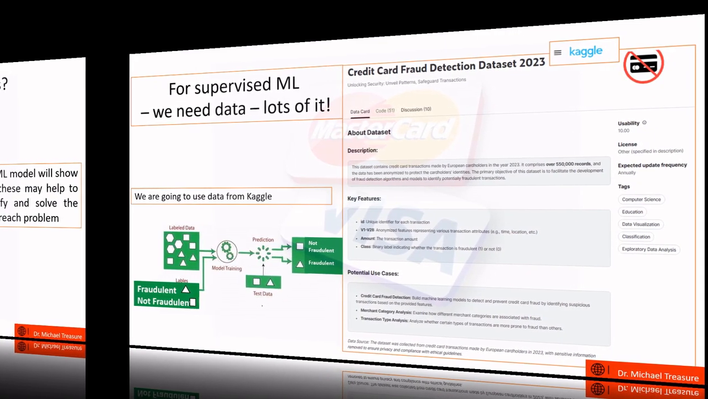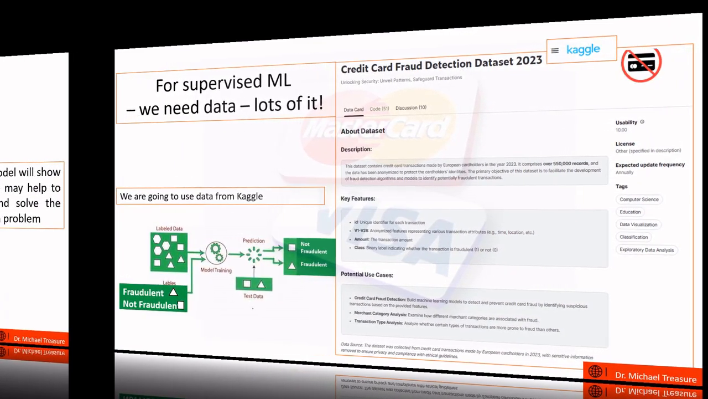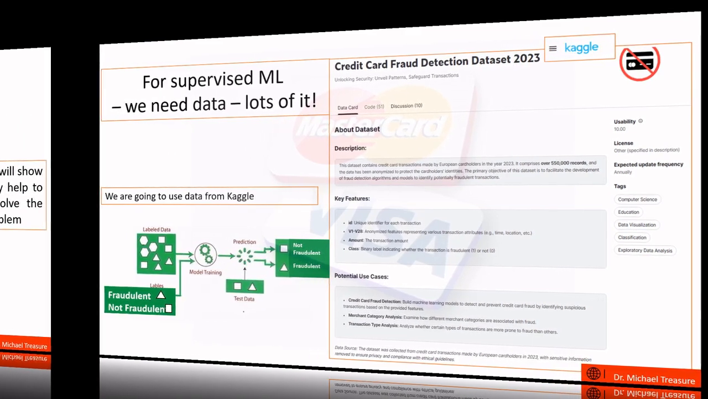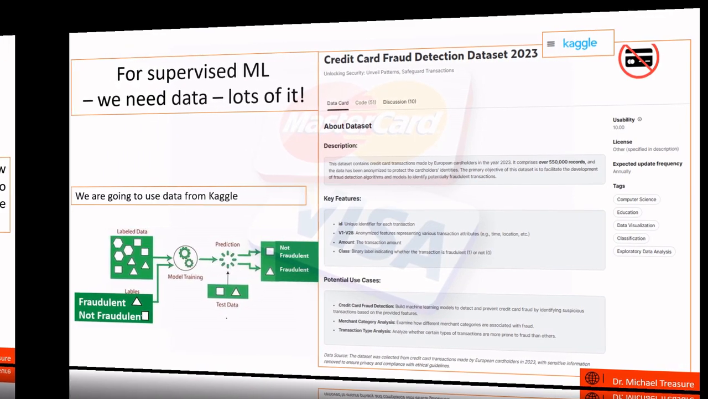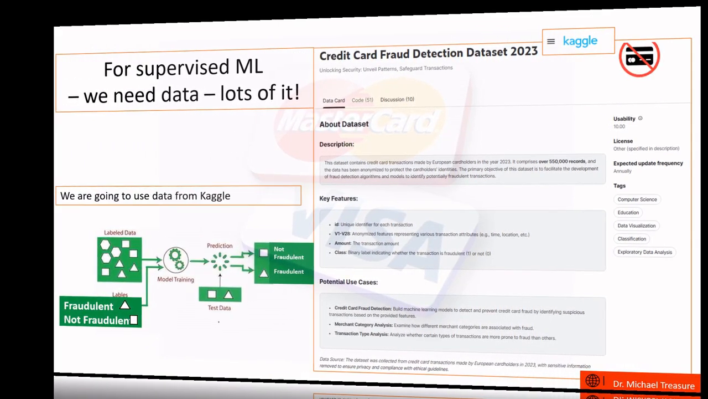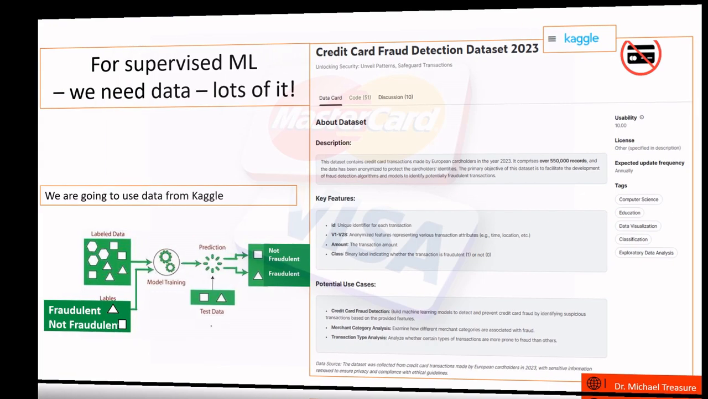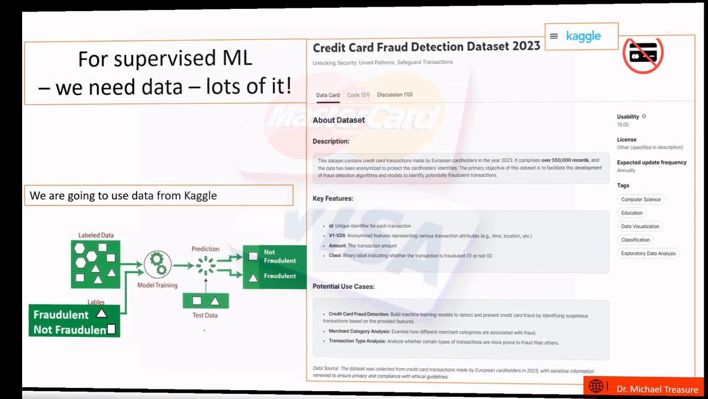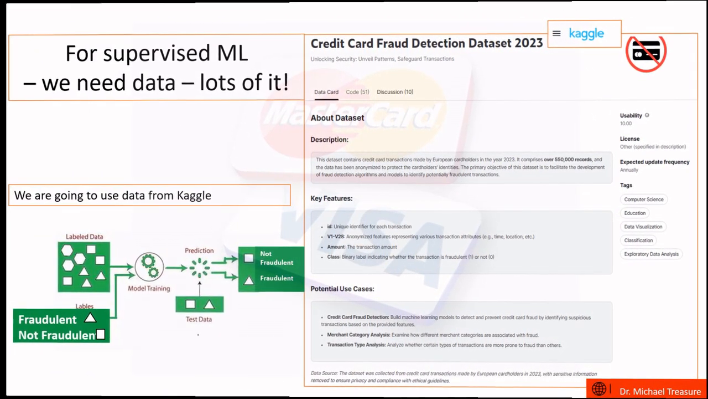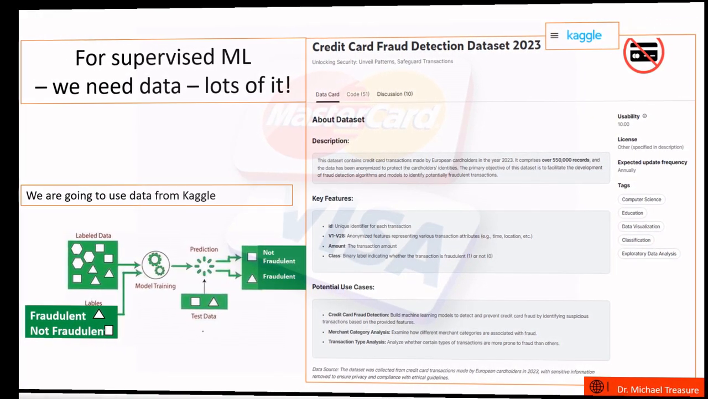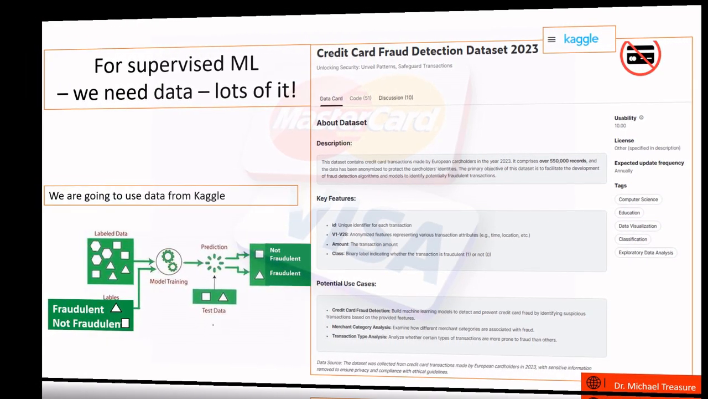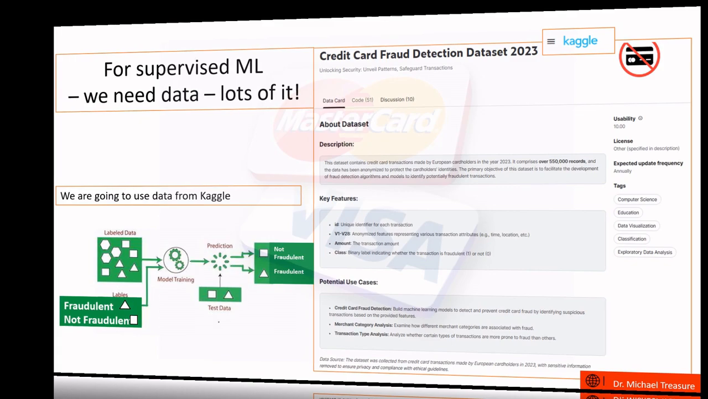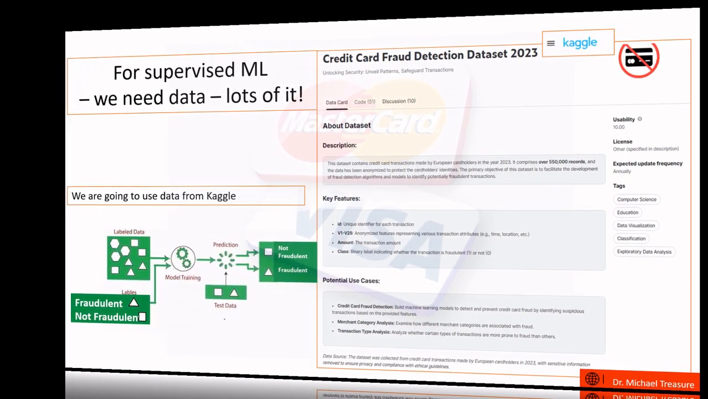The particular dataset we're using from Kaggle is the Credit Card Fraud Detection Dataset 2023. This dataset contains credit card transactions made by European cardholders in the year 2023. It has over 550,000 records. Those are transactions, 550,000 transactions. The data has been anonymized to protect the cardholders' identities.